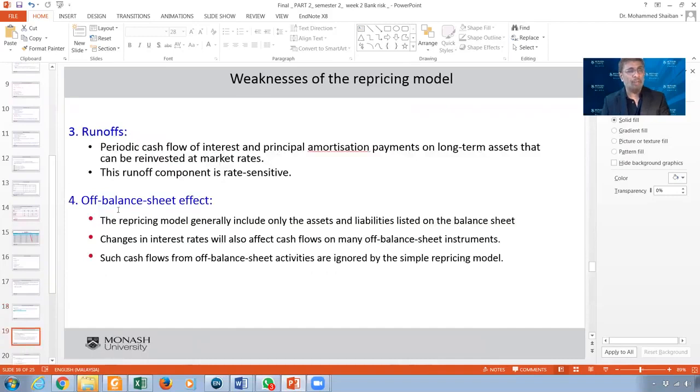Now the runoffs, which is problem number 3. When we have payments during the time, we don't take care of that. That can't be right, because when there is a payment of a loan that is for 3 years, I have a loan of 3 years. When I go according to the repricing model, I will put it under 3 years. But actually this loan is a car loan, for example, which means there is a payment every month.